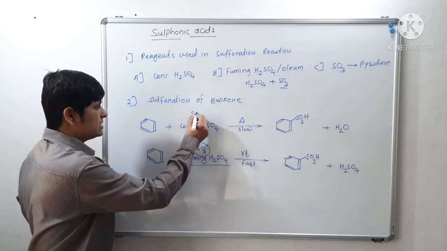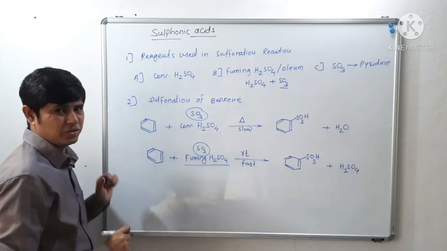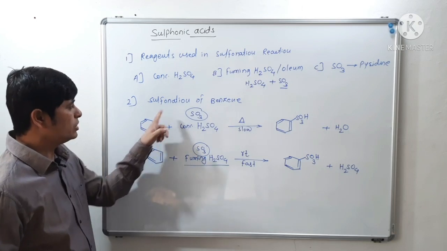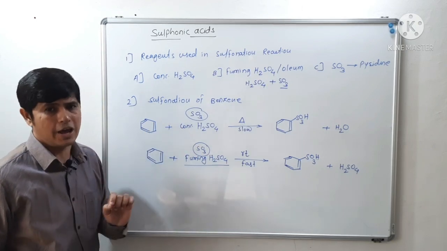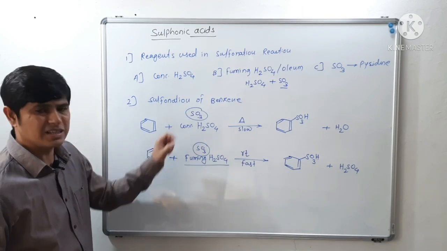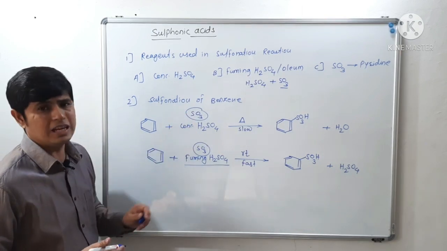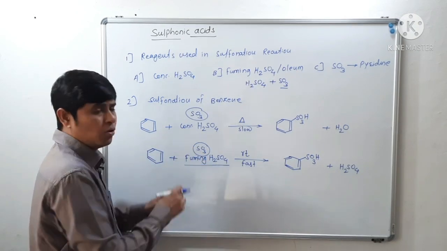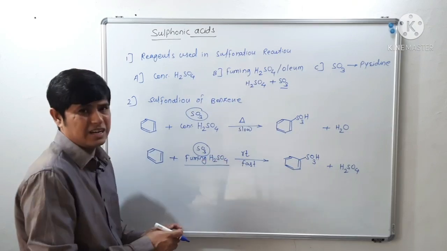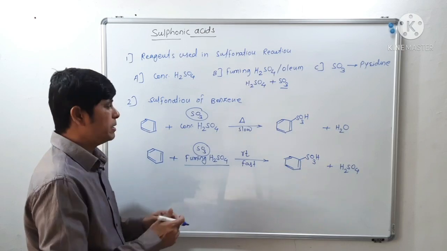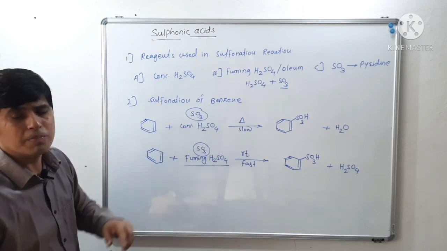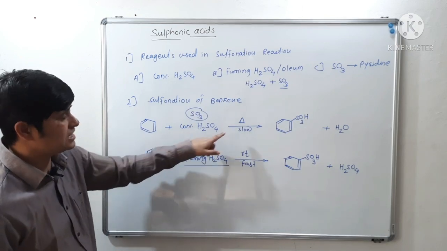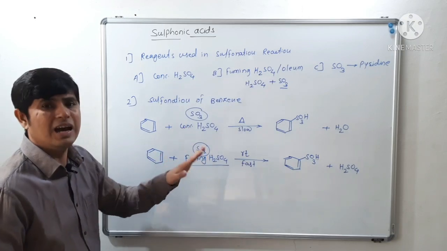What is the actual sulfonating species in both reactions? SO3. Benzene is going to attack SO3 here also, that is sulfur trioxide. This sulfur trioxide is the actual sulfonating species in both reactions, but the concentration of this electrophile is more in fuming sulfuric acid, hence this reaction is faster and takes place at room temperature, while in concentrated sulfuric acid the concentration of sulfur trioxide is lower, hence this reaction is slow and requires higher temperature.